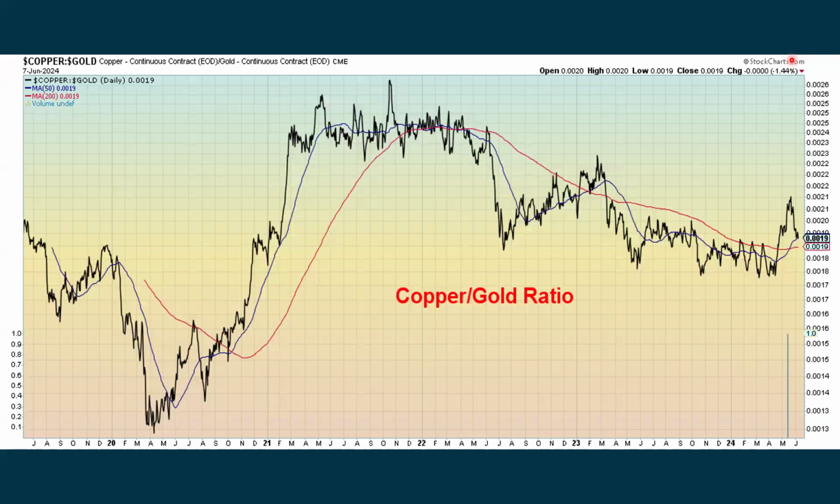Then we do a copper to gold ratio. And when this is going up, like it has been, that just means that copper's outperforming. When this is coming down, that means gold is outperforming. Lately, they've both been under some pressure. That's why we're not really seeing a big change in this ratio.